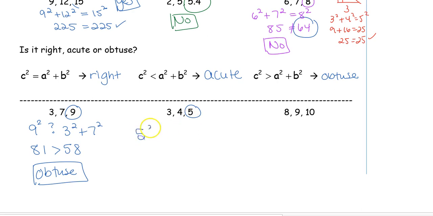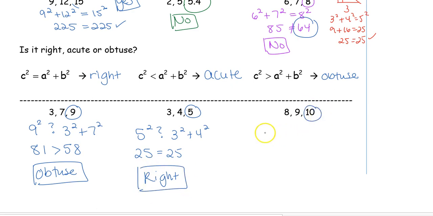So 5 squared, how does that compare to 3 squared and 4 squared? 5 squared is 25, 3 squared is 9, and 16 is 25. Because the hypotenuse squared is equal to the legs squared, that's going to be a right triangle.